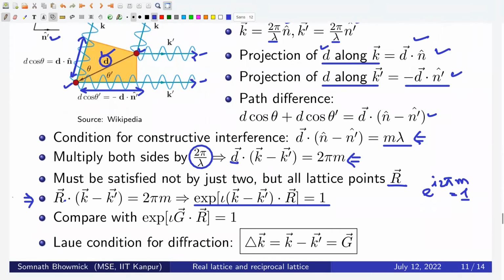Now we compare this with what we already know. We have already derived this: e to the power i g dot r is equal to 1. If we compare these two equations, we can conclude that k minus k dash, that is delta k, must be equal to g, where g is some reciprocal lattice vector, and this is known as the Laue condition for diffraction.